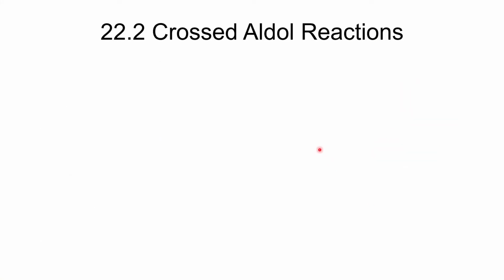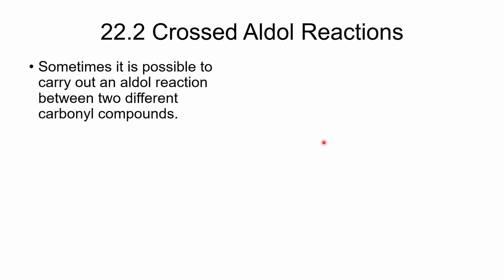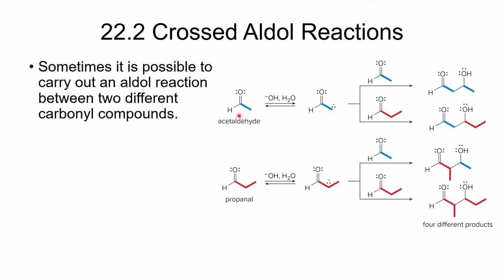So now we're going to look at something that we refer to as a crossed aldol reaction. A crossed aldol reaction is simply where we have 2 different starting carbonyl compounds. So we can have 2 different aldehydes, 2 different ketones. We're going to look at 2 different aldehydes. So here we have acetaldehyde and propanal.